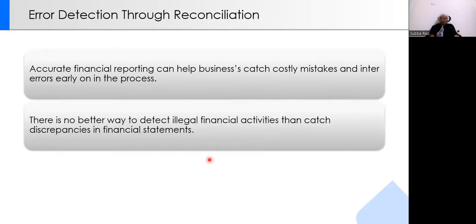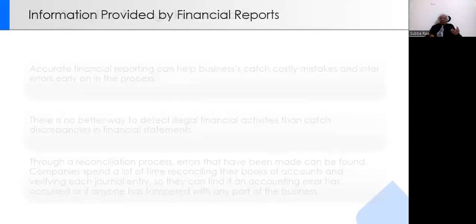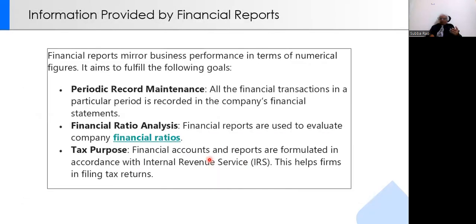So error detection is known as reconciliation. There is no better way to detect illegal financial activities and catch discrepancies in financial statements, diversification, illegal activities. Everything you will come to know through these financial reports. I already explained this. They can find if an accounting error has occurred, if there are any mistakes, double credits, double debits, or whether somebody has tampered with any part of the business, what we call embezzlement, frauds, and all those things you will be able to find out only through a statement.